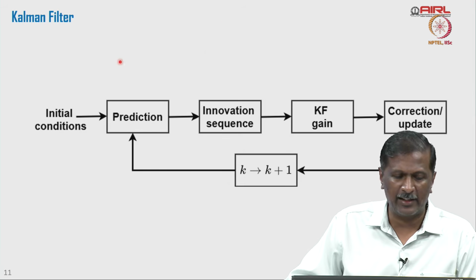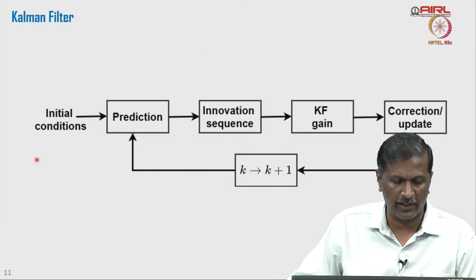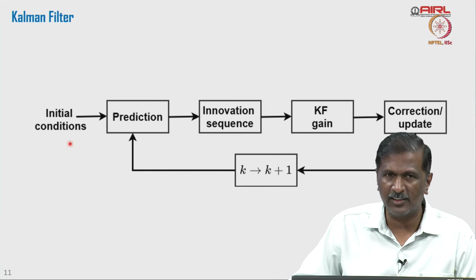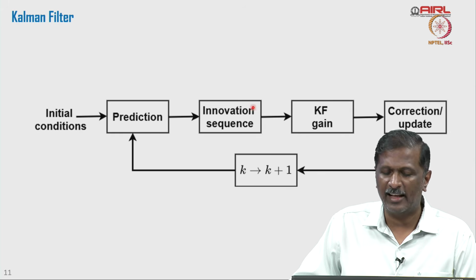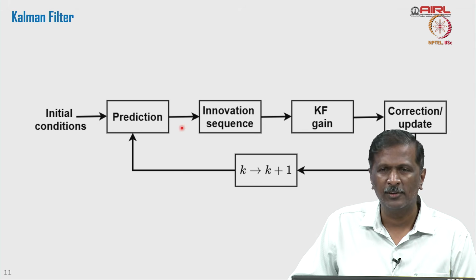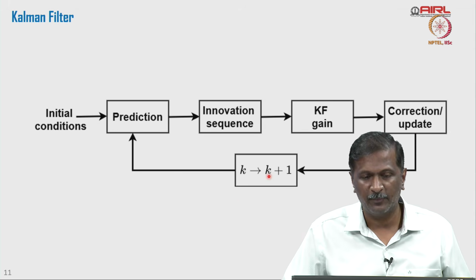Now let us look at how this Kalman filter works. There is an initial condition, and based on that I do a prediction, and then the innovation sequence happens, the Kalman gain computation happens, then correction or update takes place, and then you move on to a new step, k.